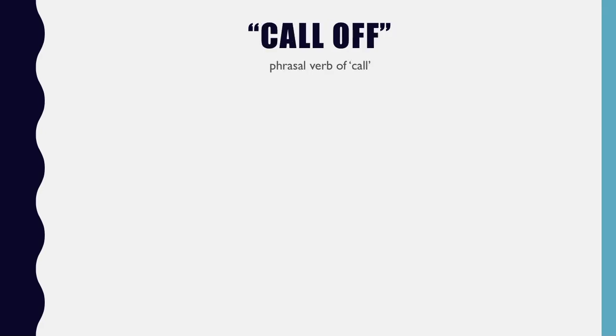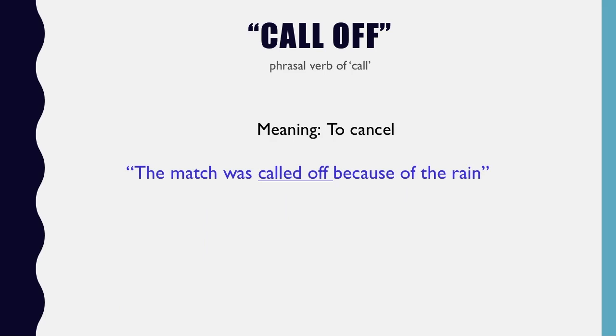Our next phrasal verb is call off, and this is a phrasal verb from the verb call, and it means to cancel something. For example, the match was called off because of the rain. This phrasal verb is separable. For example, the singer called the concert off because she was ill. It's also transitive.